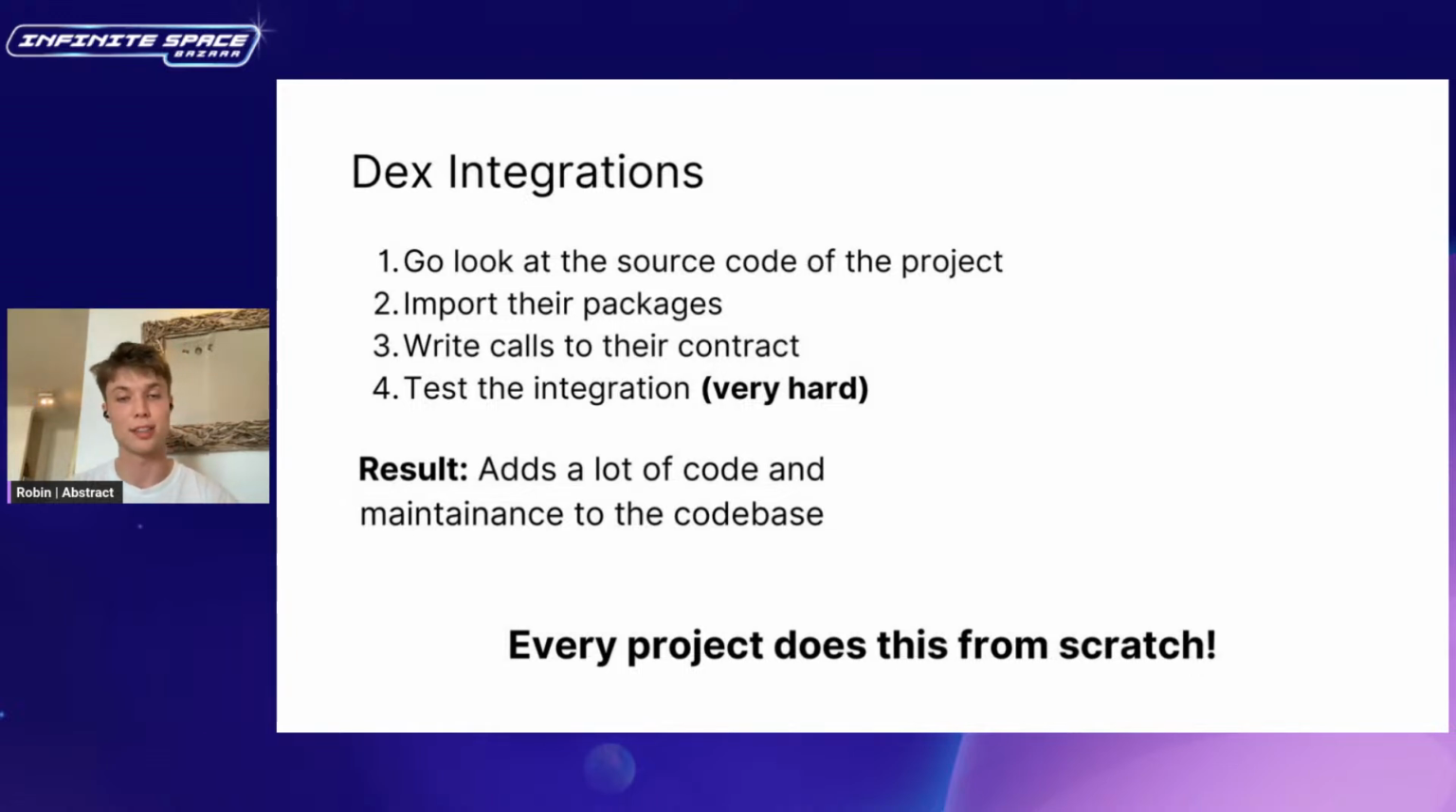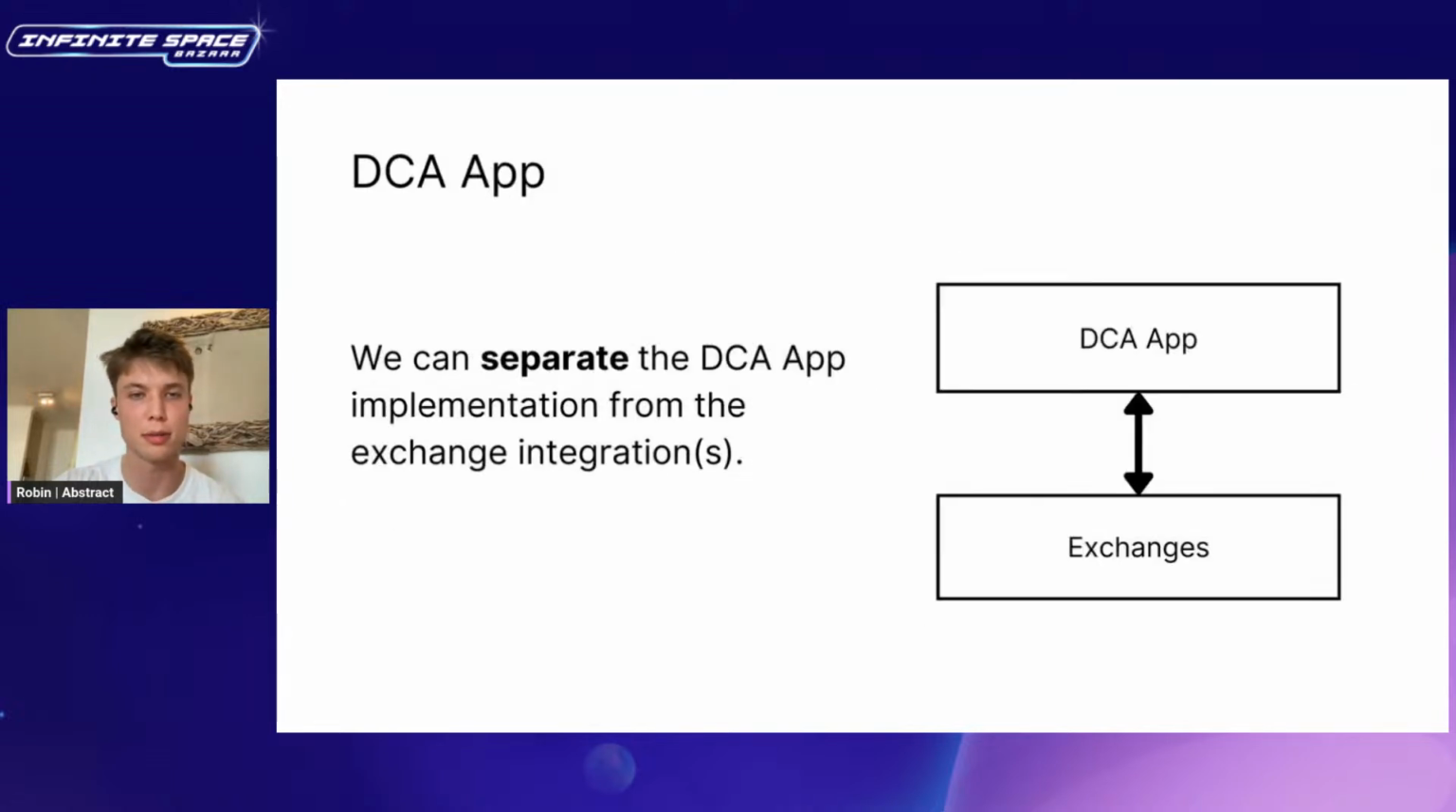And every project does this from scratch, right? Everyone who needs to interact with an exchange is going out there, looking at the code of the exchange, and then writing the integrations manually. And if you do it for one exchange, that's fine. But if you're working in an ecosystem like the Cosmos ecosystem, where basically every single chain has a different DEX, then this really starts adding up, and it's really annoying to do.